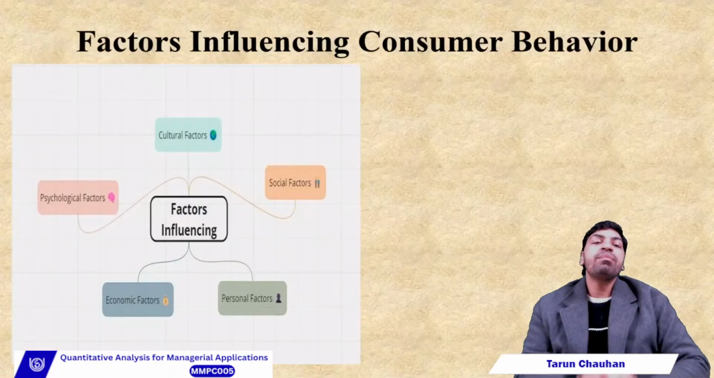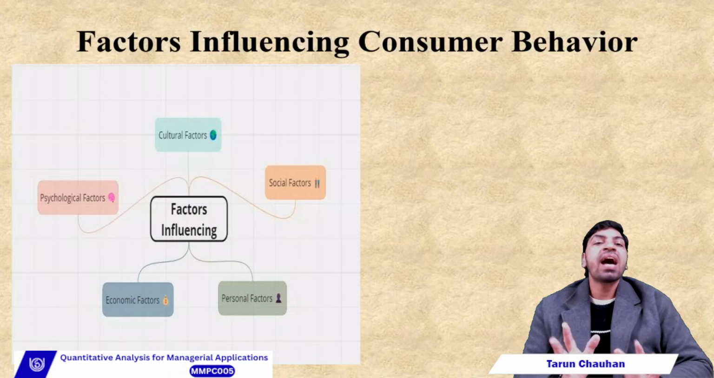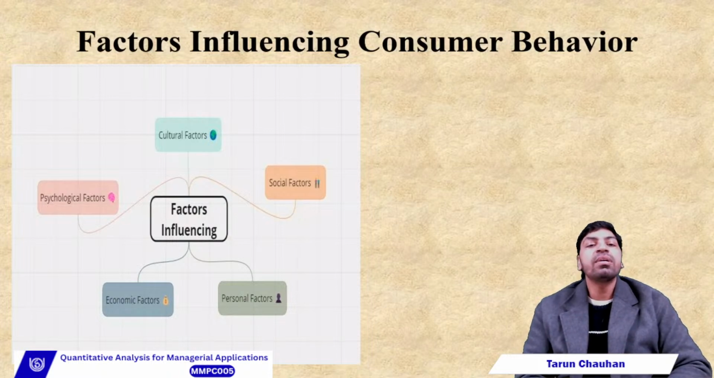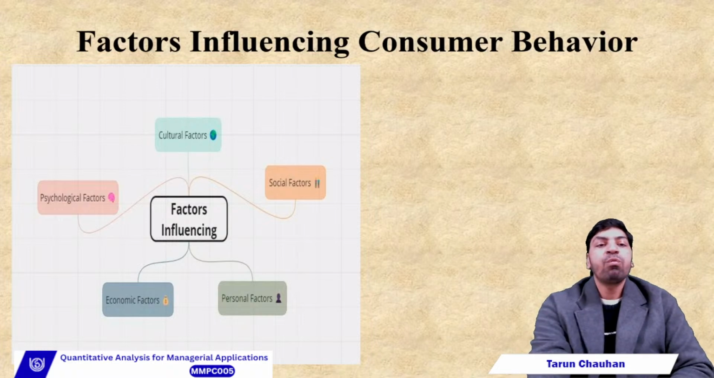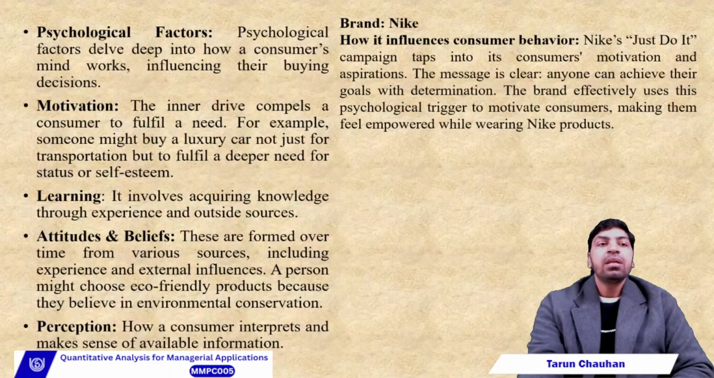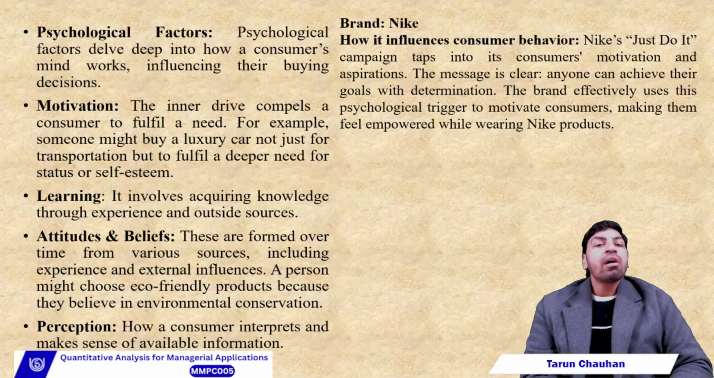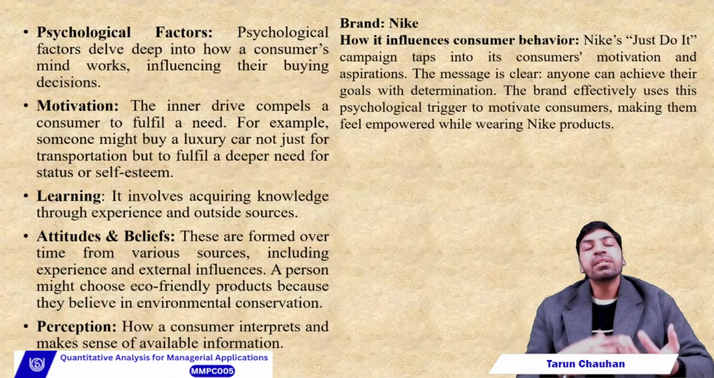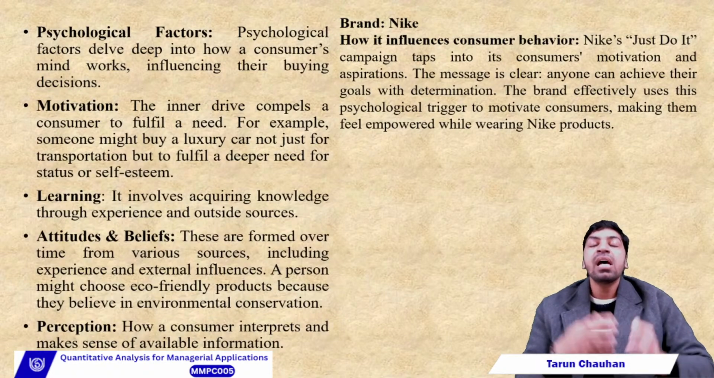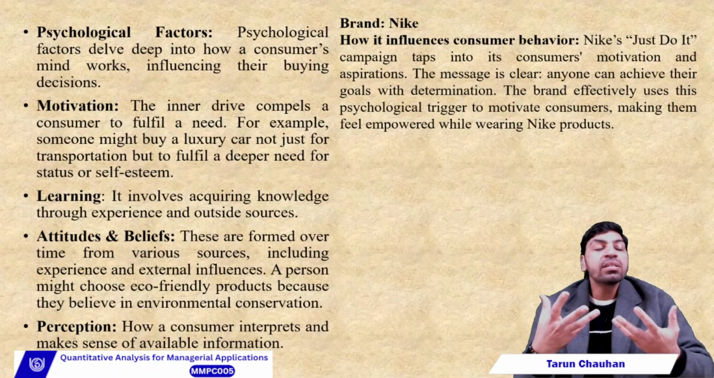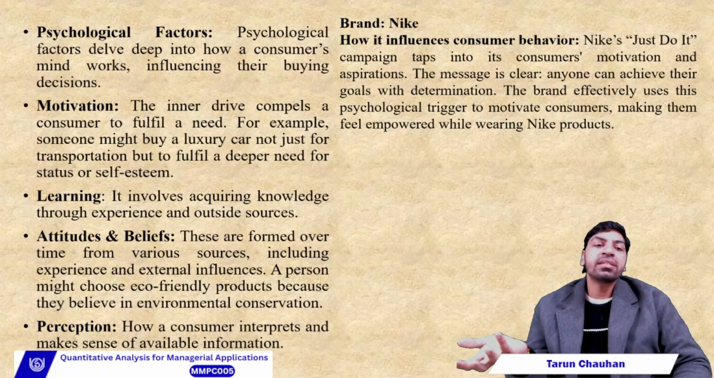So now the next important part is what the factors are which influence consumer behavior. There are five main factors: cultural factors, social factors, personal factors, economic factors, and psychological factors. Let's begin to study them one by one separately. The first one is psychological factors. It relates to how a researcher could read the customer's mind, how the consumer mind works, and how that influences their buying decision.